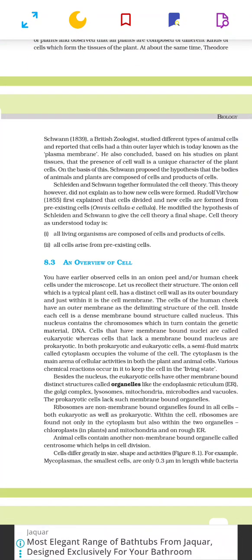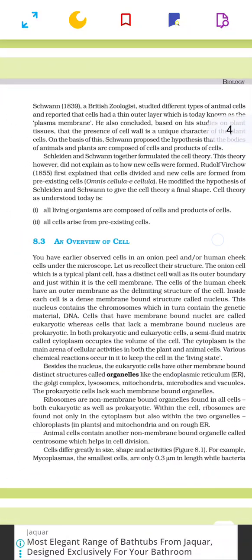You have earlier observed cells in an onion peel and human cheek cells under the microscope. Let us recollect their structure. The onion cell, which is a typical plant cell, has a distinct cell wall as its outer boundary, and just within it is the cell membrane. The cells of the human cheek have an outside membrane as the delimiting structure of the cell. Inside each cell is a dense membrane-bound structure called a nucleus. This nucleus contains the chromosomes, which in turn contain the genetic material DNA.